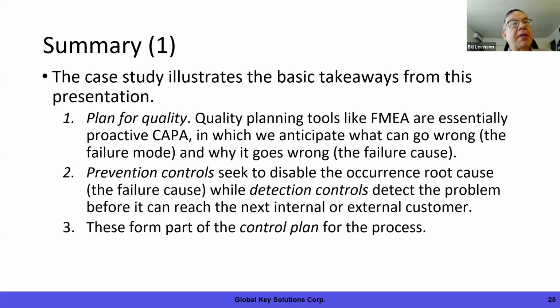If we keep it from happening, then we don't have to worry about it. If it can happen, then we have to hope we detect it before it gets to a customer. And these all form part of the control plan for the process. Next slide.